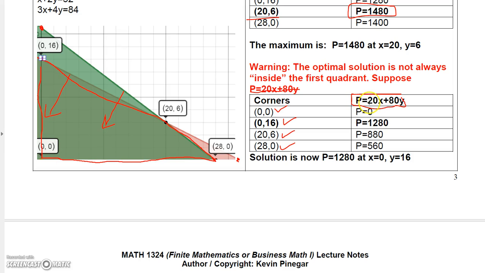So if the objective function had been 20x plus 80y and you plug in all your corner points, then you would get the maximum of 1280 at the point (0, 16). And all that means is that sometimes it's better not to produce a particular item. So in this case, you produce none of the x items and 16 of the y items.